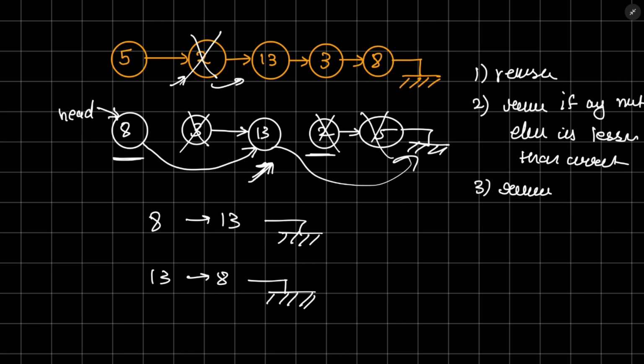So how can we remove this 2 is by doing this 5 going to 13, and that is not possible because we don't have track of that element. Okay, because we have increased the current pointer, so we couldn't do that. Okay, that's why we have reversed the linked list. I hope you have understood this concept.